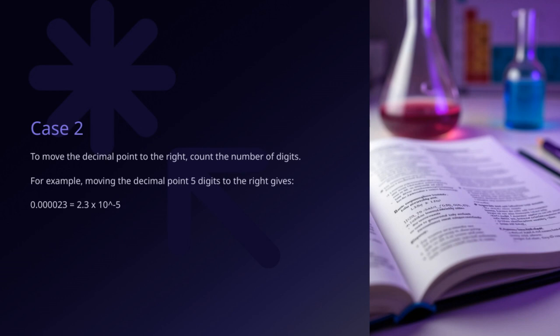This process is really useful because it helps us convert very small numbers to a more manageable, standardized form, scientific notation, which is especially important when we're dealing with very large or very small quantities in science and engineering. So remember, the key is counting how many places you move the decimal point and adjusting the exponent accordingly. This ensures your number is accurately represented in scientific notation, making calculations and comparisons much easier across the board.